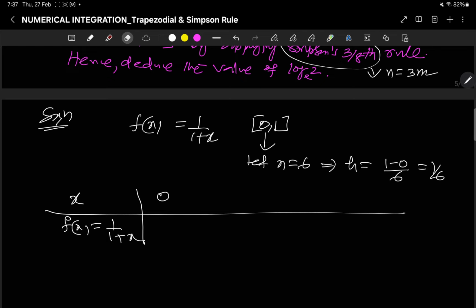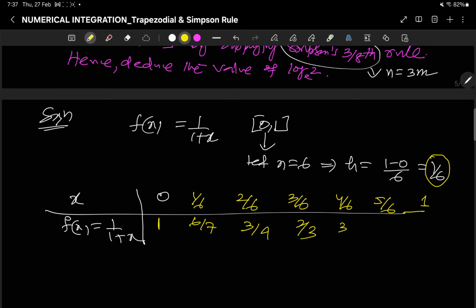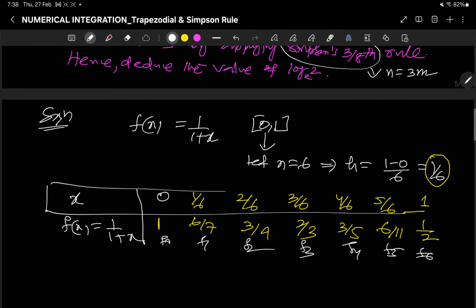So here x0 is 0 and x1 will be x0 plus h, meaning 1 by 6. It will be 2 by 6, 3 by 6, 4 by 6, 5 by 6, and 6 by 6, meaning here 1. Then accordingly f will be 1 by 1 plus 0, which is 1. It is 1 by 1 plus 1 by 6, meaning 6 by 7. It is 3 by 4. It is 2 by 3. It is 3 by 5. It is 6 by 11 and it is 1 by 2. So this is my f0, f1, f2, f3, f4, f5, f6.